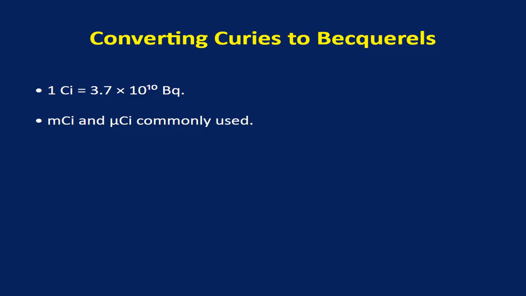Converting Curies into becquerels. For your RSO exam, you must remember this conversion. 1 Curie is equal to 3.7 times 10 to the power of 10 becquerels. That is 37 billion disintegrations every second. Because Curies are such a large unit, we often use smaller versions like millicurie or microcurie in the lab.